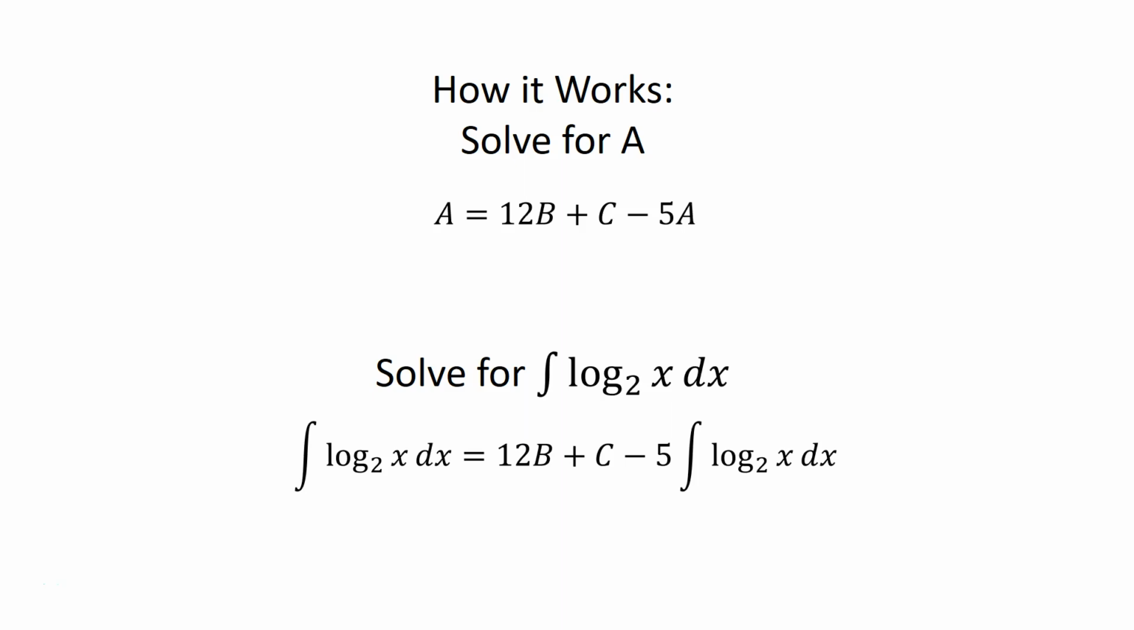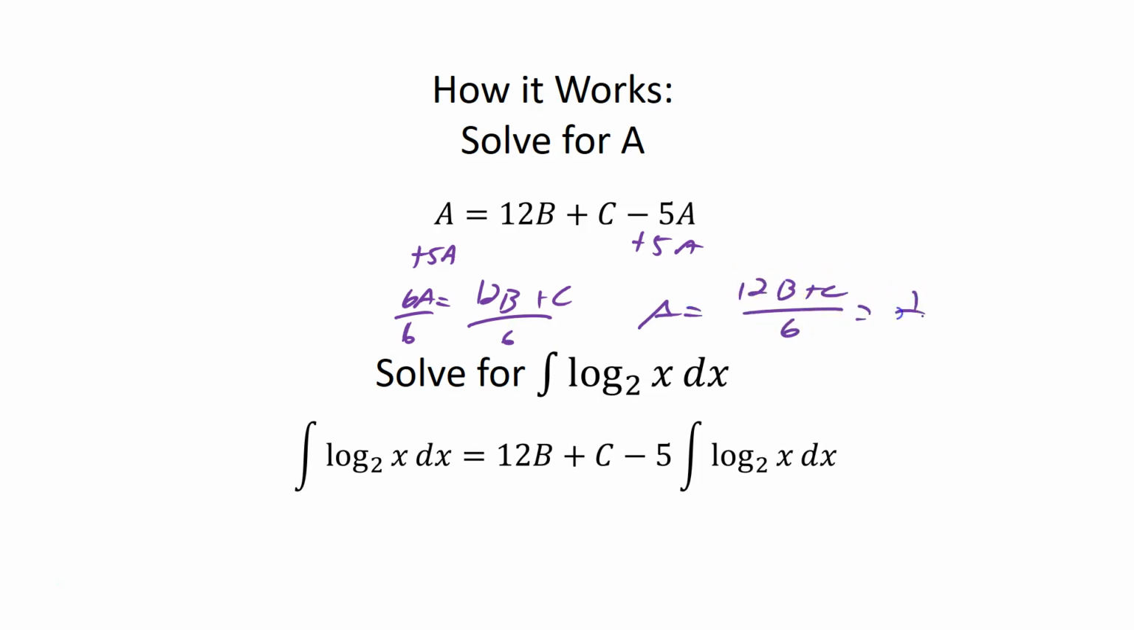So back in algebra, you were probably told to solve equations like this for a certain variable. So if I wanted to solve this for a, so get a by itself, I think we want to get all the a's on one side and everything else on the other side. So I would add 5a to both sides, and then I would have 6a is equal to 12b plus c, and then to solve for a, I would divide both sides by 6. Right, so I would have a is equal to (12b plus c) over 6, or you could write it as 1/6 times (12b plus c).